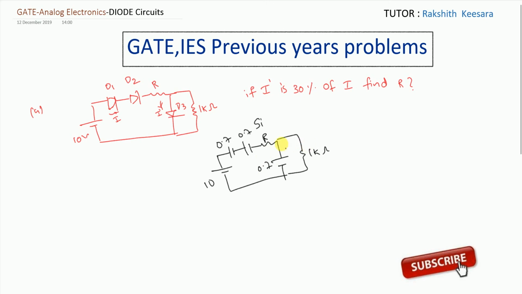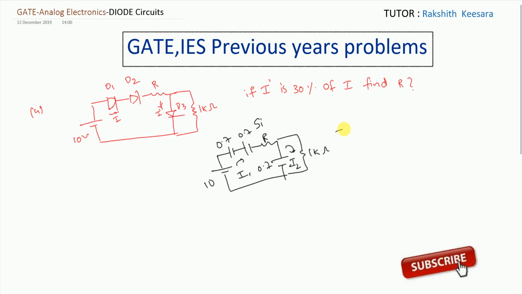So this is the equivalent circuit. Current flowing here is I. Current flowing in this is I dash. So let me apply mesh analysis here. How to apply mesh analysis? Let the current flowing in this be I1, current flowing in this be I2. So I am writing KVL here.